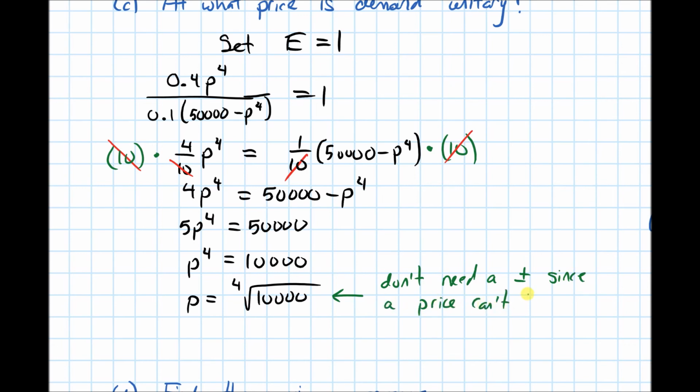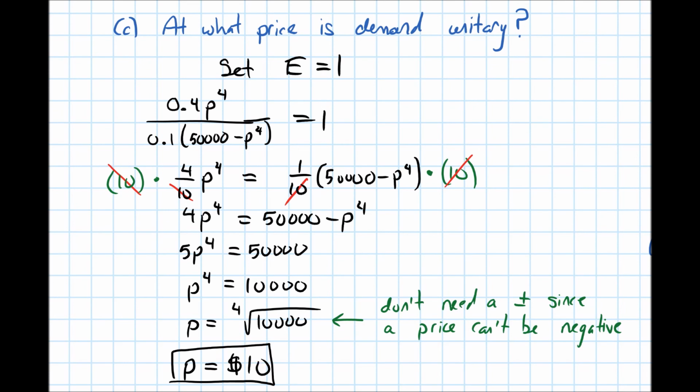And this is actually something I can simplify. Fourth root of 10,000. What number multiplied by itself 4 times equals 10,000? And the answer is it's 10. So that's the fourth root of 10,000. And this was a price, so it does have units. In this question, they were dollars. Okay, so that's the price at which demand is unitary. This is the price that makes the elasticity equal to 1. All right, there's one final part to this example, which is now let's find the maximum revenue.